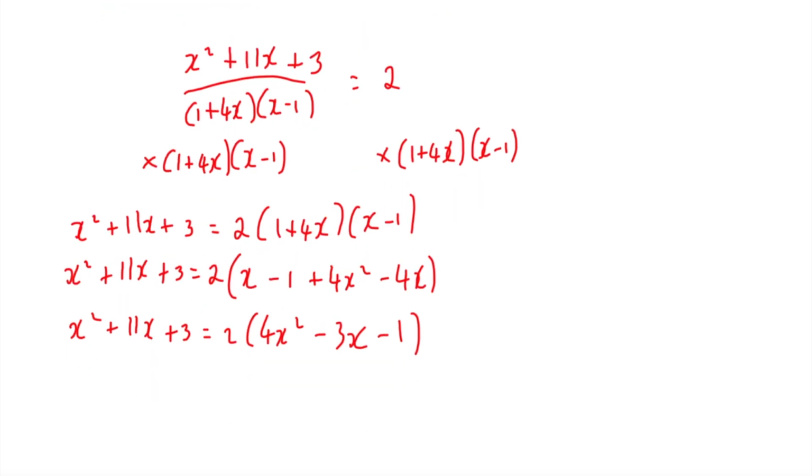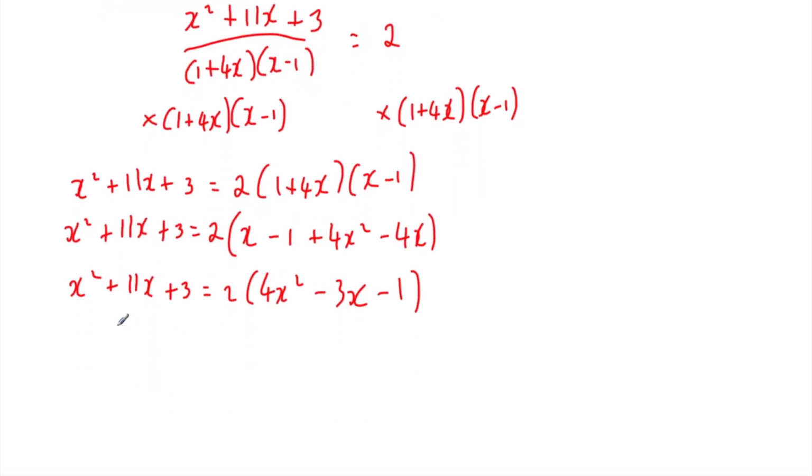Okay, so we're nearly there. We just need to expand the brackets now and bring everything over to one side. So x squared plus 11x plus 3 equals, and then if you times everything in the brackets by 2, you're going to get 8x squared minus 6x minus 2.